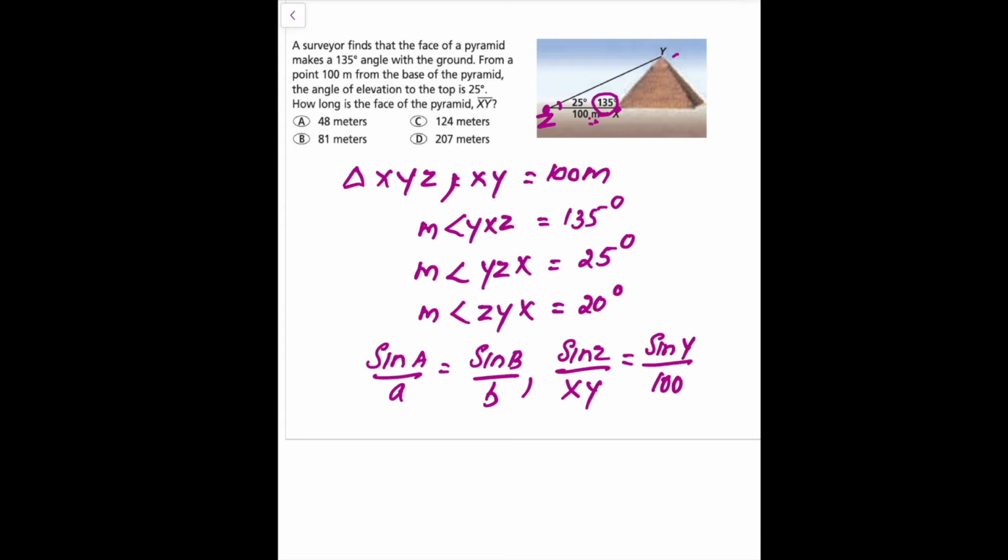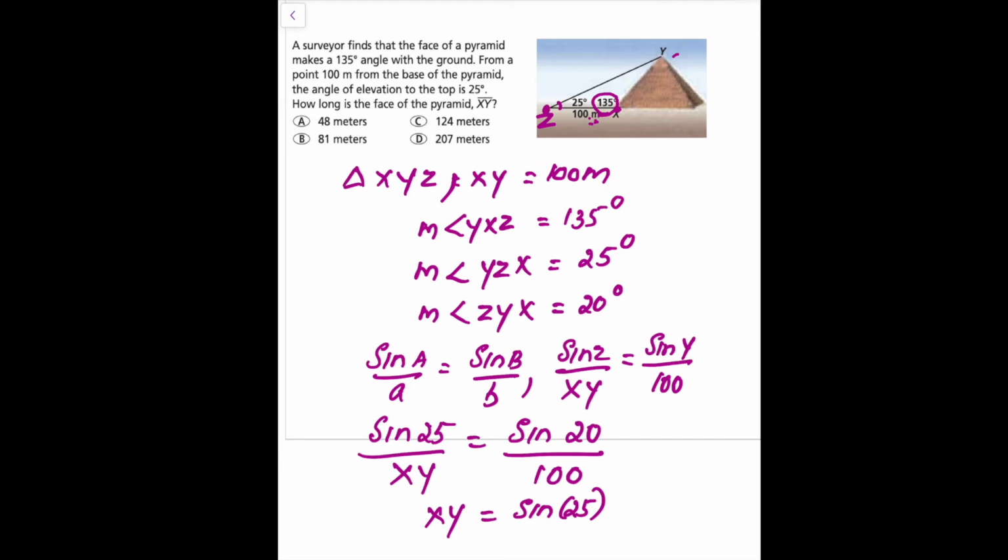We will get sine Z means sine 25 over XY. That's what we are trying to figure out. Sine Y is sine 20 over 100. So when you cross multiply and solve for XY, you will get sine 25 times 100, put the 25 in parentheses, over sine 20.